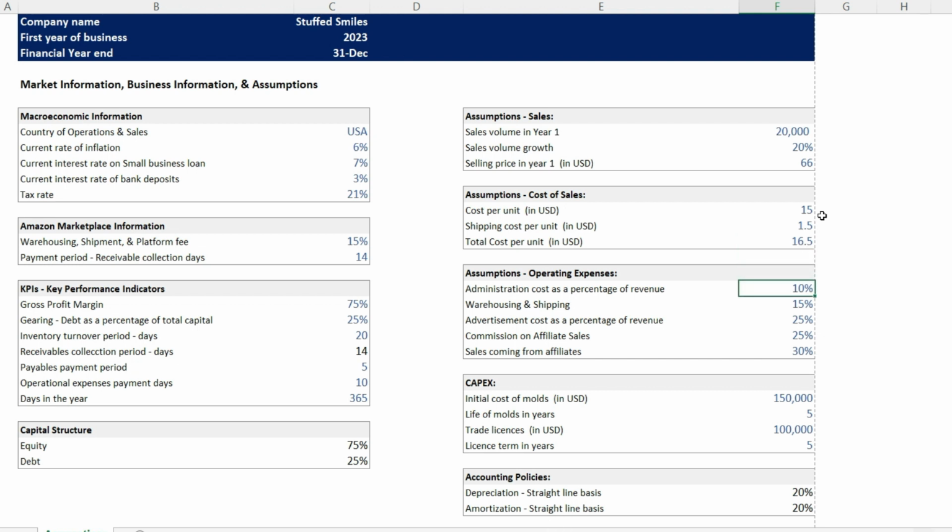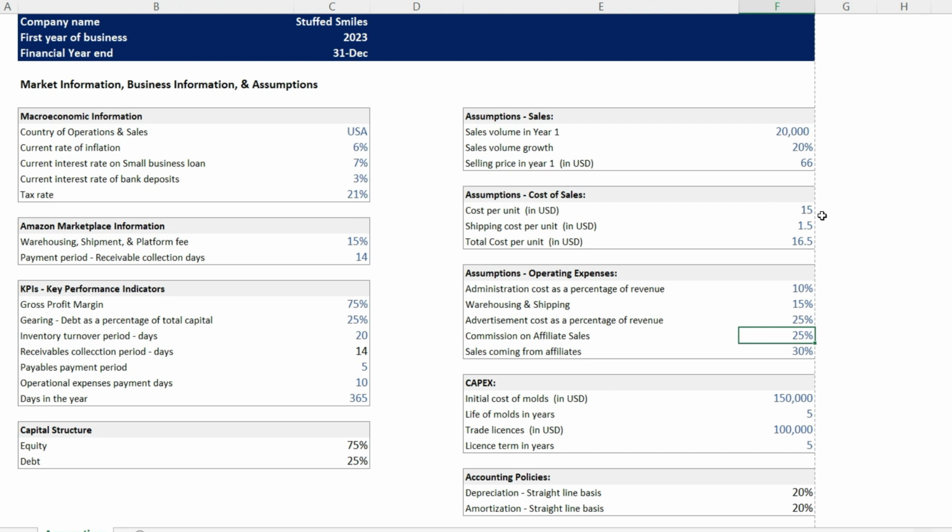About the operational expenses, the administration cost will be 10% of the revenue. So as the revenue grows, the administration cost will also be increasing, and she has assumed that it will be around 10%. The warehousing and shipping will be 15%. We already discussed that, that is coming from the Amazon part. And then advertisement cost as a percentage of revenue will be 25%. And the commission on affiliate sales.